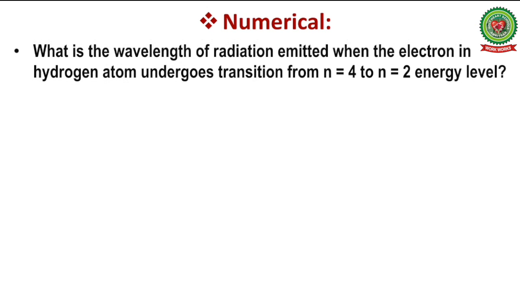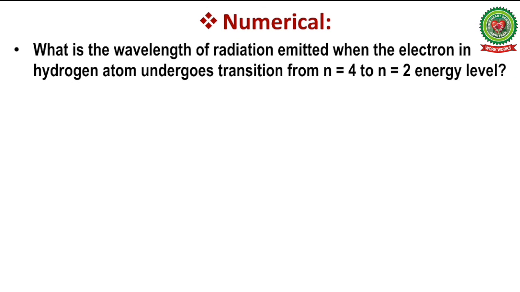Now let us solve a numerical, because numericals are also important from this part. What is the wavelength of radiation emitted when the electron in a hydrogen atom undergoes transition from n equals 4 to n equals 2 energy level? What is given to us is the value of n1 and n2. n1 is 2, because the atom undergoes transition from n equals 4 to 2, coming from the fourth shell to the second shell. So the value of n1 is 2 and that of n2 is 4.